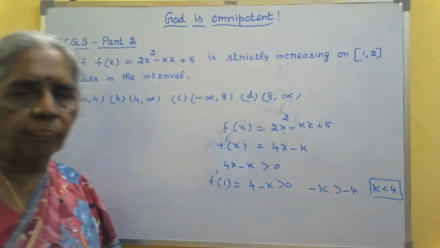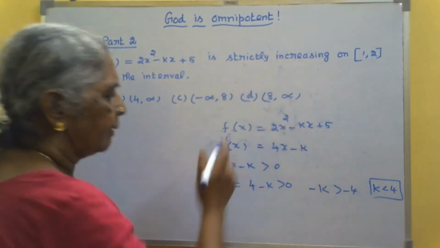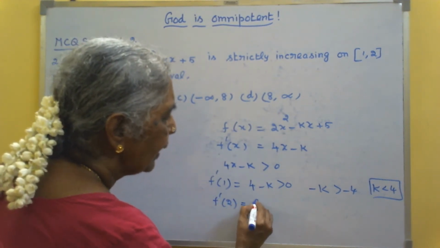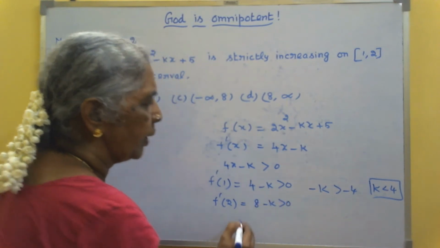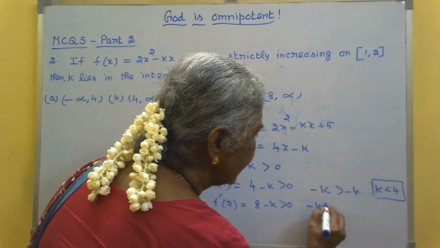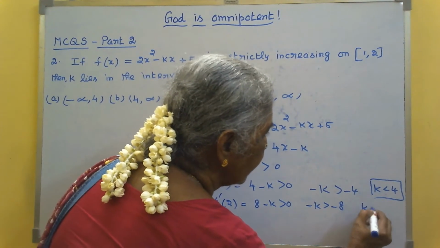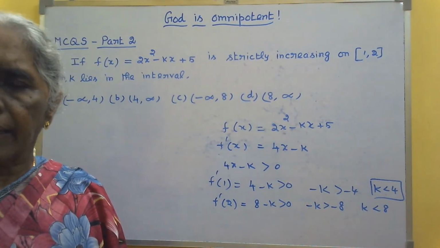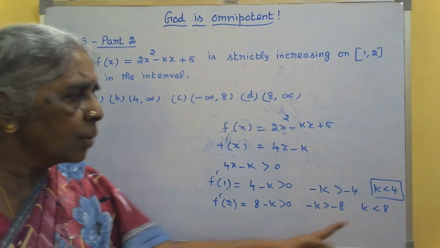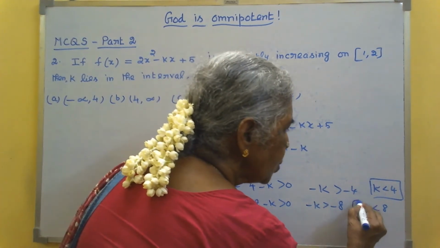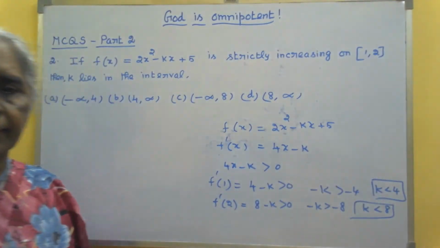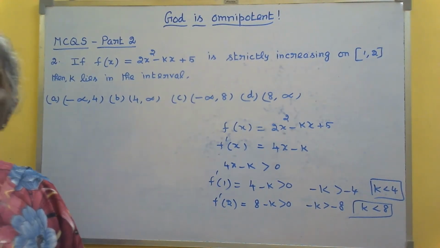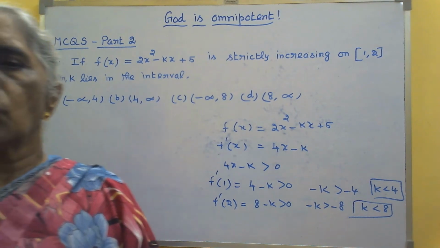Let us keep it. Then let us take the other end. That is f dash of 2. That will be 8 minus k greater than 0. Again that will be minus k greater than minus 8, or k should be less than 8. You know, when you remove the negation, the inequality changes. Okay, so k less than 8. So actually we have got two different answers, that is k less than 4 and k less than 8. Now we have to think which one suits.